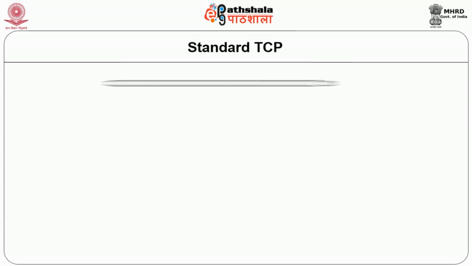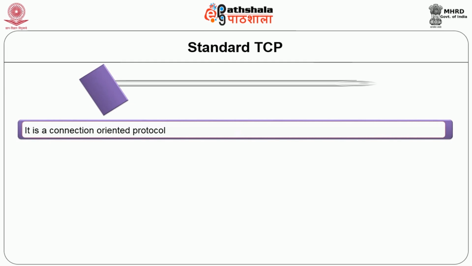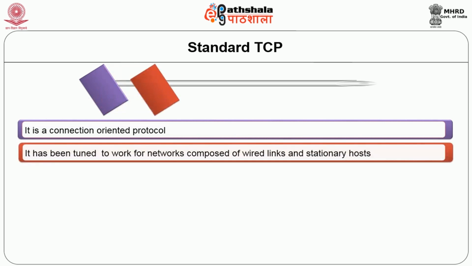Now first let us see how the standard TCP works in the wired network. Standard TCP is a connection oriented protocol. It has been tuned to work for networks composed of wired links and stationary hosts.